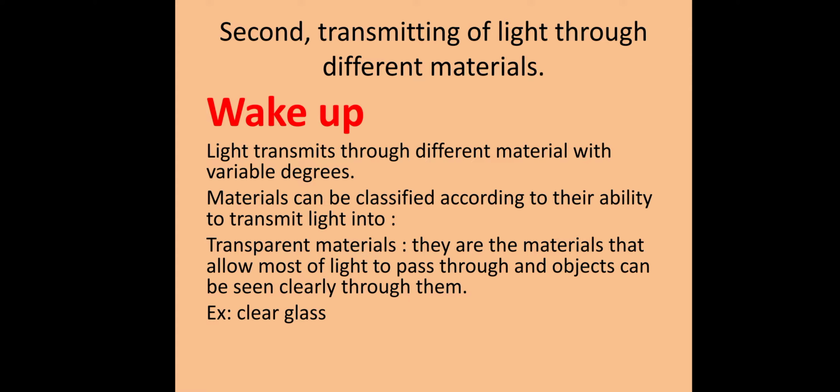Now wake up and let's move to the second property, which is transmission of light through different materials. Light transmits through different materials with variable degrees. Materials can be classified according to their ability to transmit light into transparent materials. They are the materials that allow most of light to pass through, and objects can be seen clearly through them. For example, clear glass.